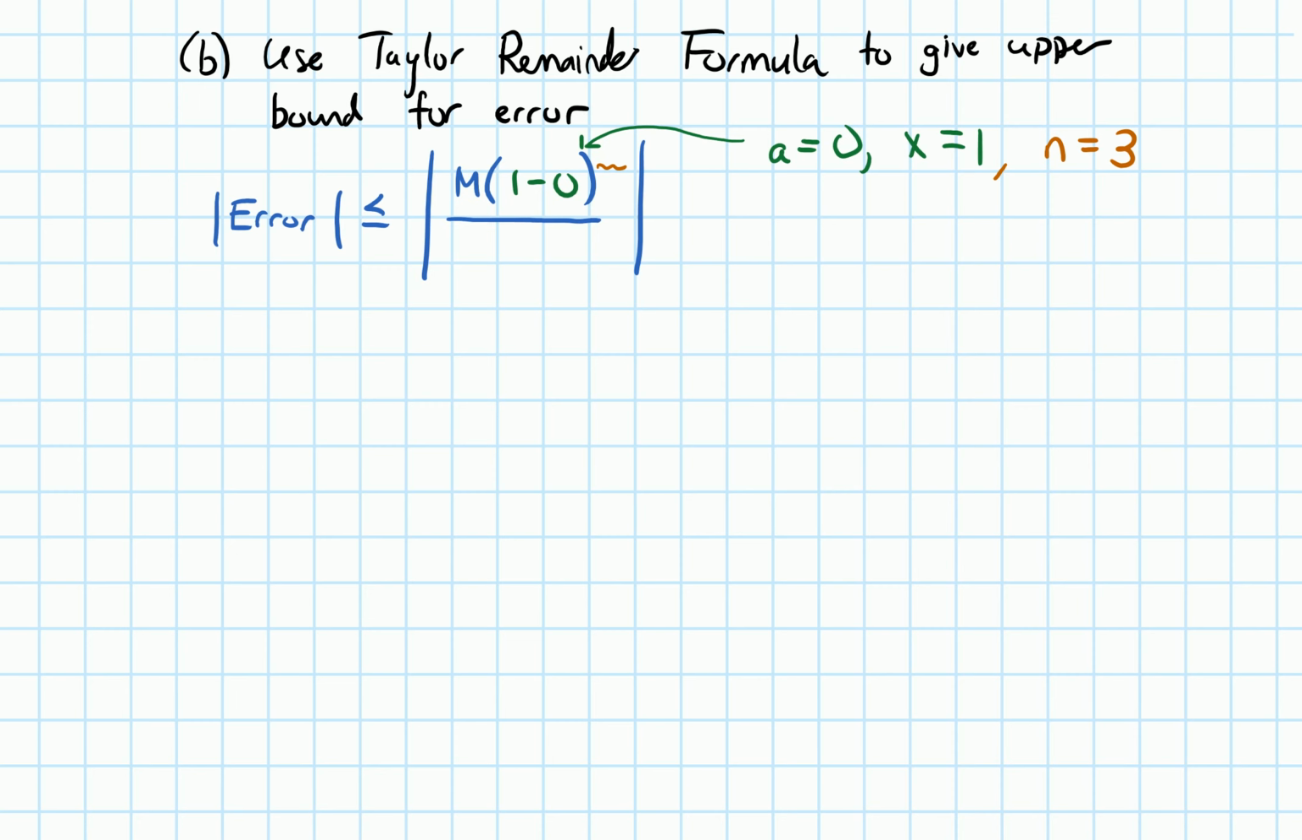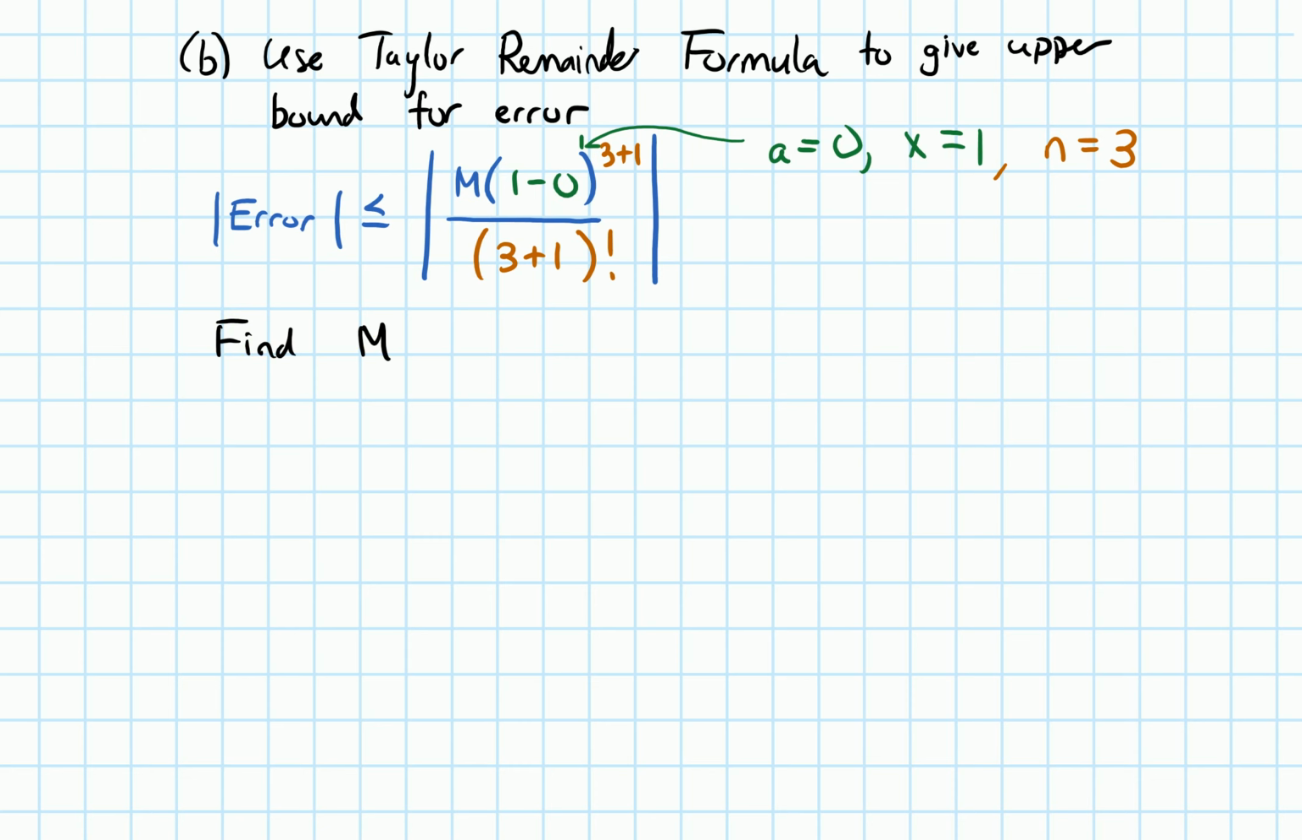Let's erase that actually, and give myself a little bit more room. This would be 3 plus 1. And the denominator is a factorial, specifically n plus 1 factorial, so it would be 3 plus 1 factorial. Okay, so I've just plugged some stuff into our Taylor remainder formula for the error. Our key goal now is to figure out what M is. So we need to find M.